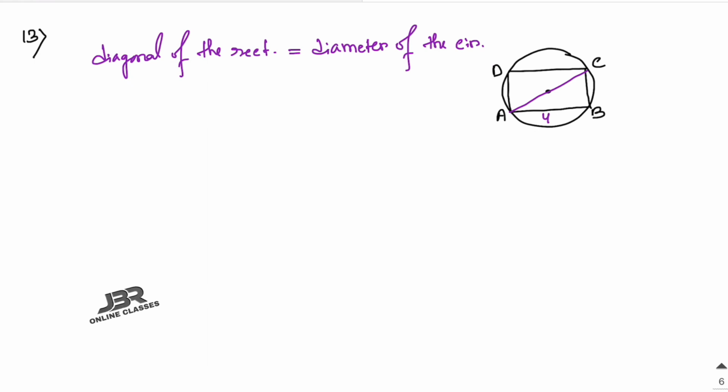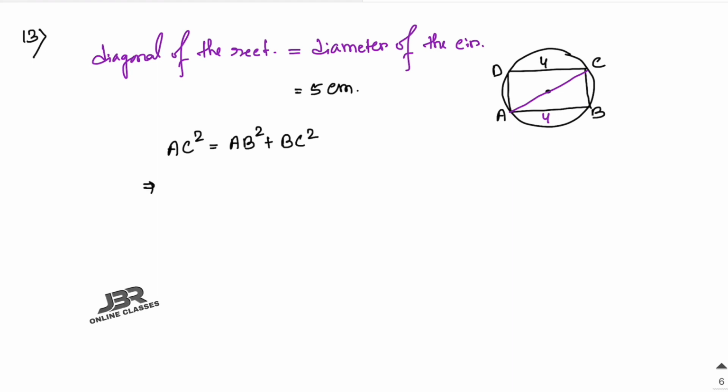So as AB is equal to 4 centimeter, definitely DC is also 4 centimeter. Here the diameter is 5 centimeter. That means the diagonal of the rectangle is 5 centimeter. So now you can write by Pythagoras theorem, AC square is equal to AB square plus BC square. Here you have to find out the area of the rectangle.